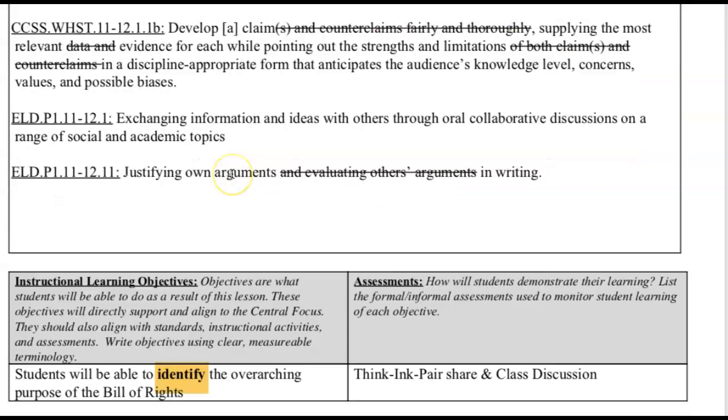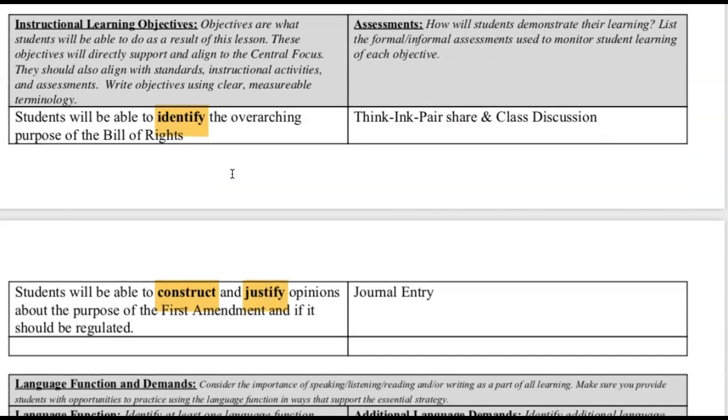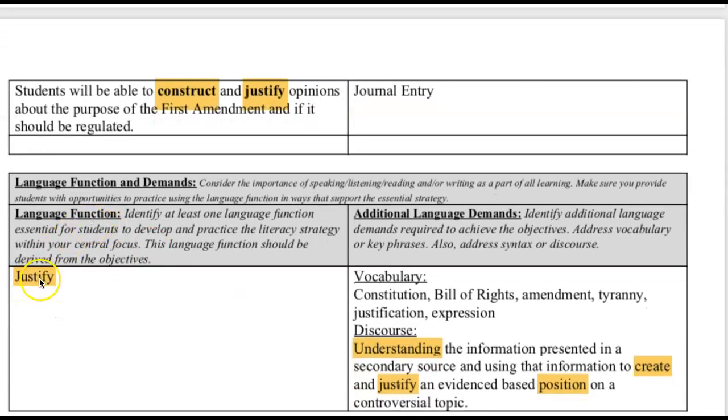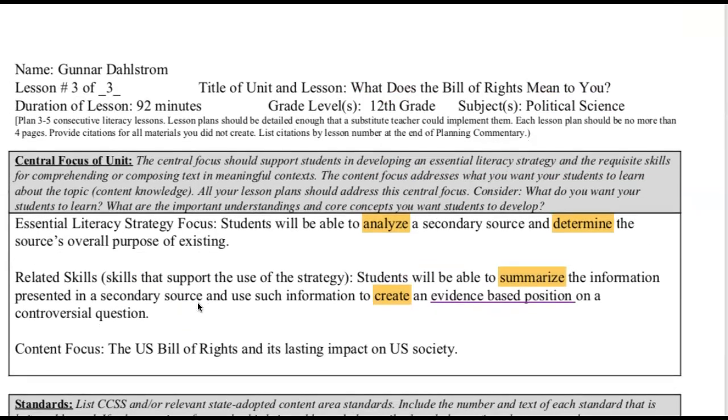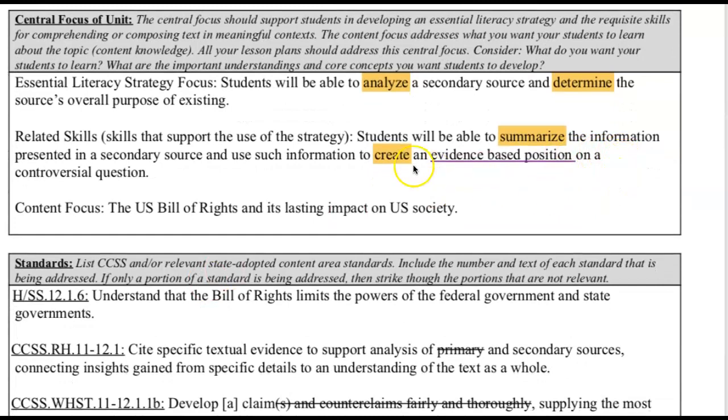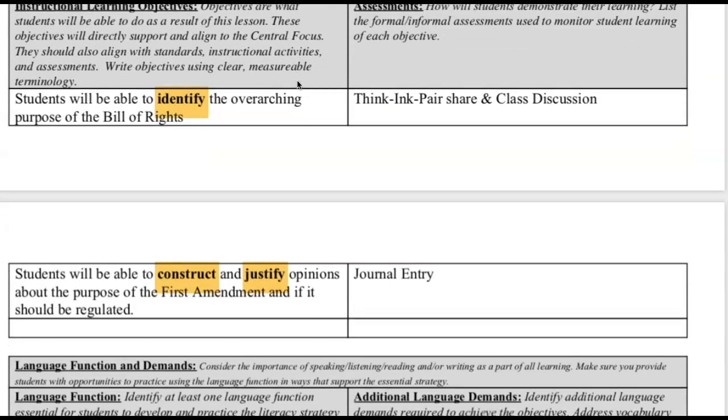So in this example, the person uses slightly different words that are similar but not exactly the same. Identify, construct, and justify. And down here in the language function, we repeat the word justify. If we go back up to the top here, justify is to create an evidence-based position, create an argument and back it up. That's what justify means to me. But I think that we are supposed to make these words match.